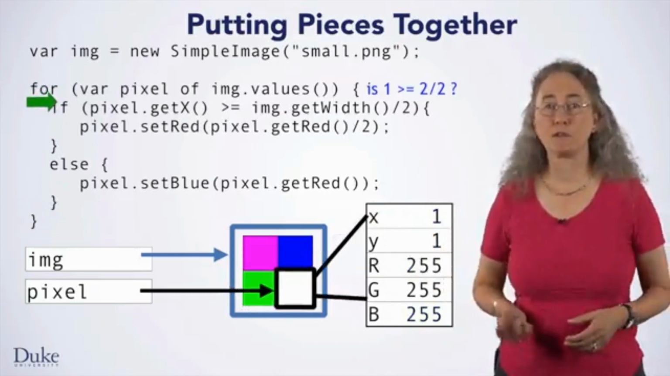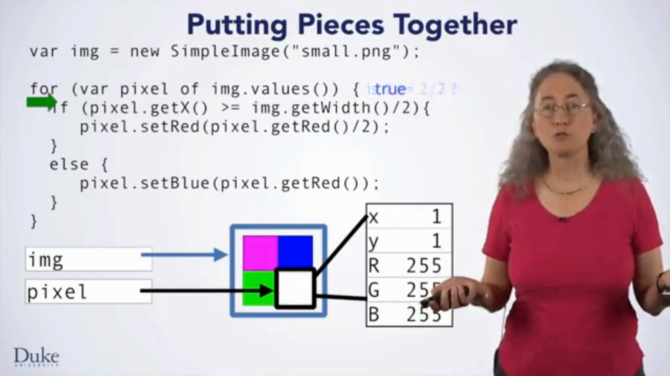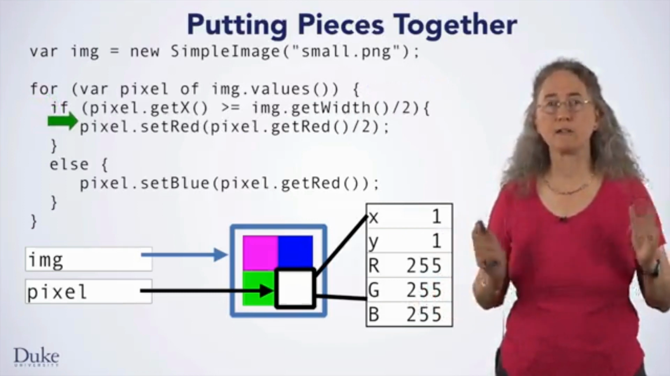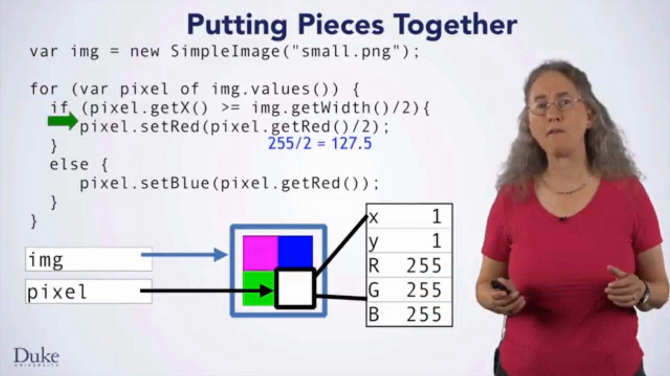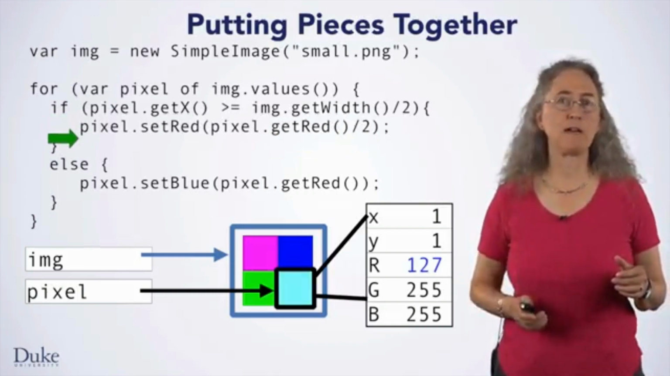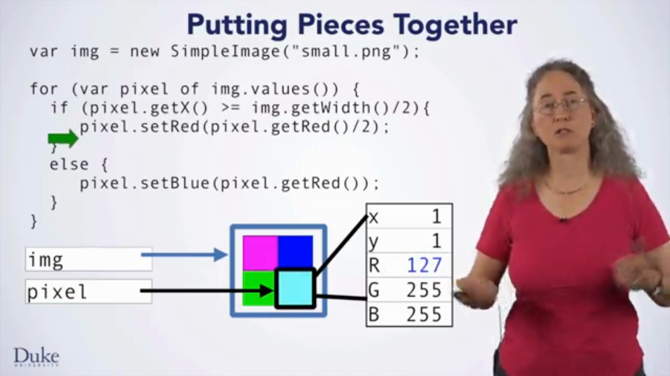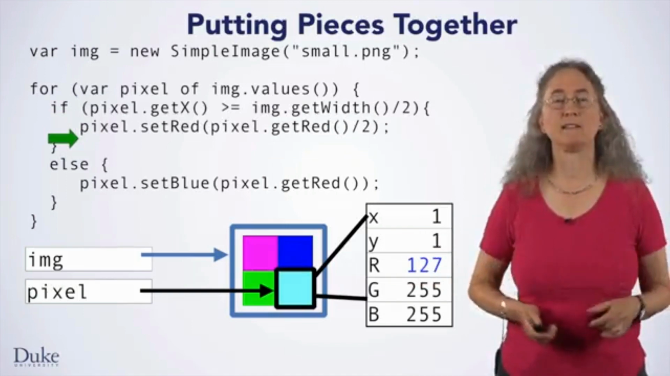Going back into the loop for the last pixel, we evaluate the condition, which is true, so we enter the then clause. We are going to set the red to 127.5, but pixel set red will round that to 127, since the pixel only works with integer RGB values. Now the pixel is light cyan instead of white.